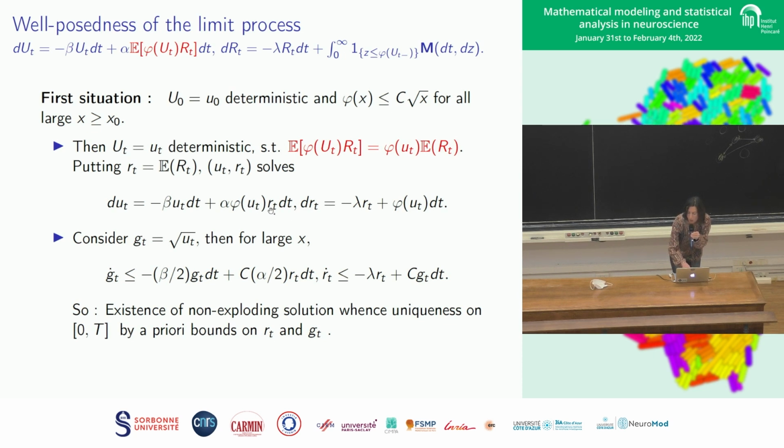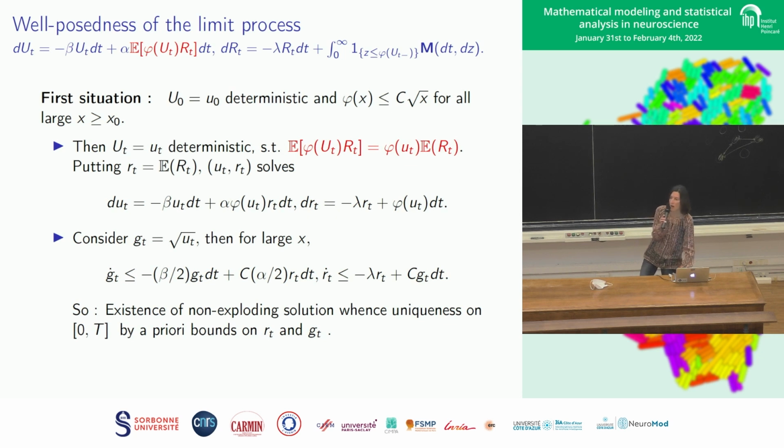I still have the product term of phi of u and of r. But if I suppose that phi is something like not sublinear, but sub square root, so phi of x is increasing at most as square root of x, then a simple change of variable formula, where you replace u by the square root of u_t for large values of u, shows you that you have unique existence of the system and non-explosion. Actually, you first show that you have non-explosion, and then you have Lipschitz continuity on compacts, which implies unique existence.